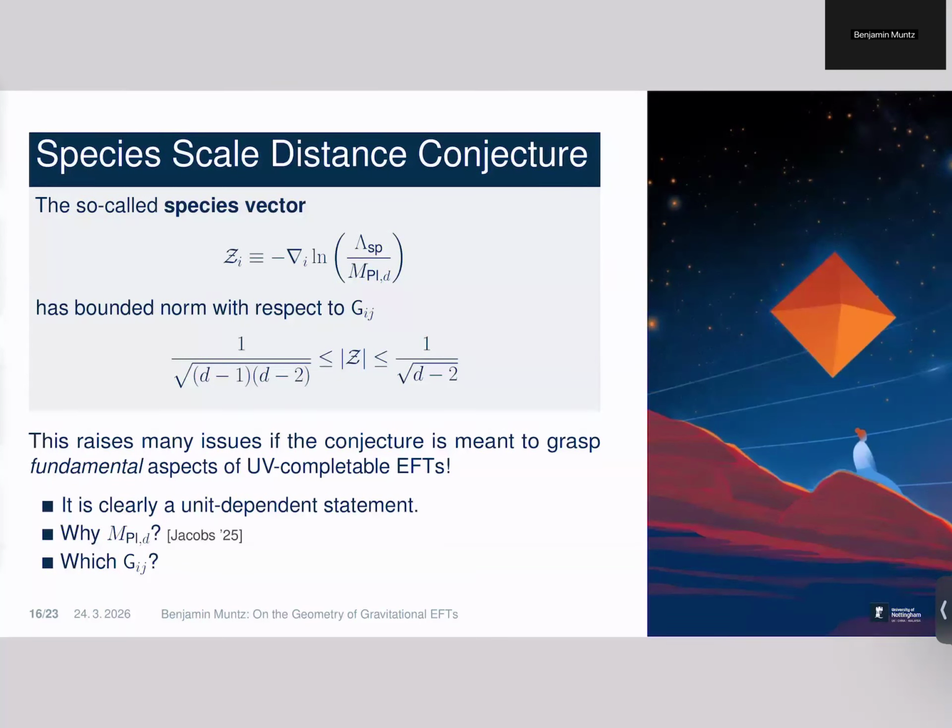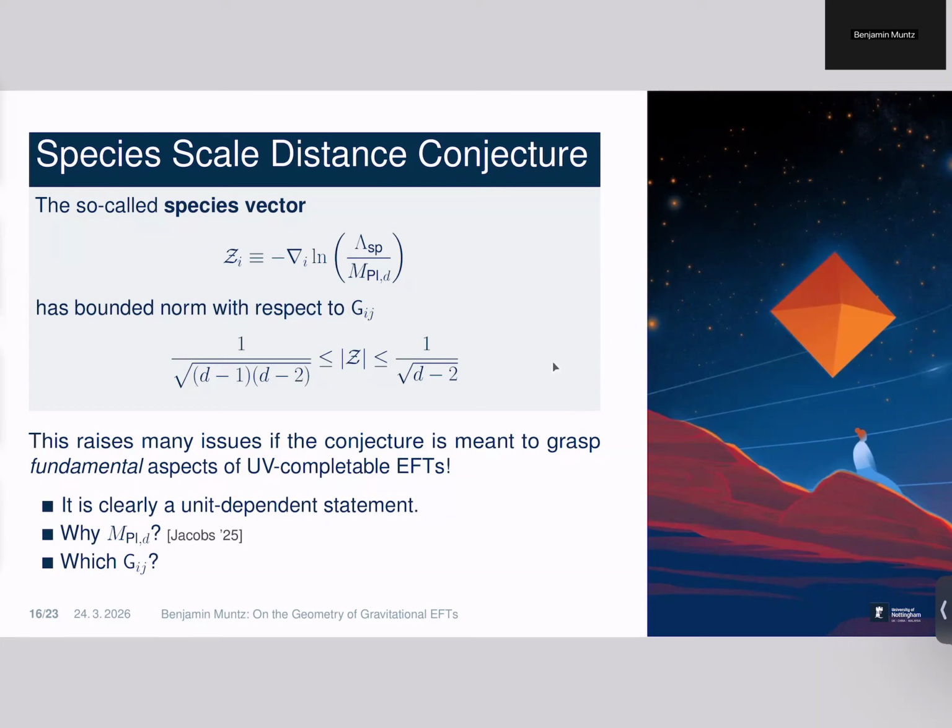So first thing we want to consider is the species scale distance conjecture. And here I have one short formulation of it. This is something that's been studied by many people in the audience, so I won't spend too much time motivating it. But essentially, one wants to study in string compactifications, say, the species scale and how it varies along moduli space. And to do this, we define the species vector, and the claim is that its norm is bounded by an upper bound and a lower bound. And this is with respect to the moduli space or field space metric.